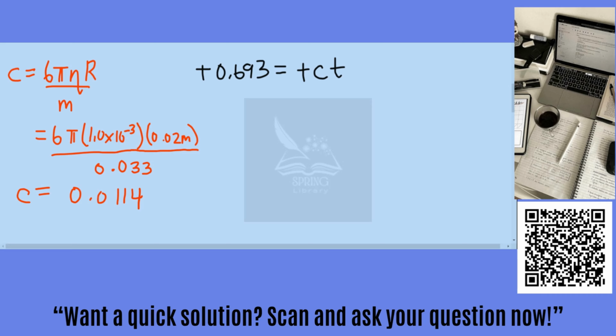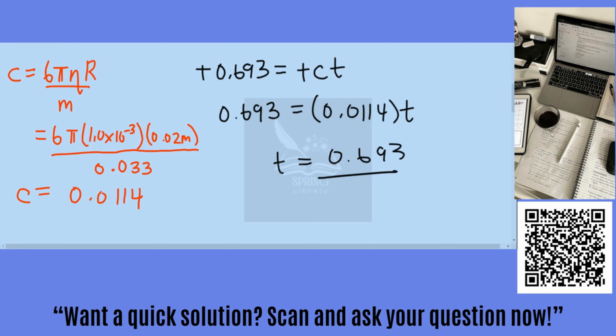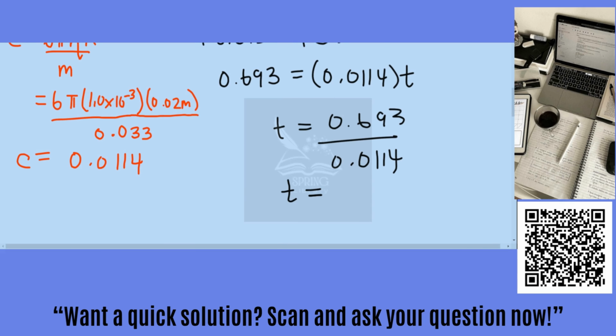And you don't have to do this separately, but I just think it's a little bit easier. So let's sub that in here. So we've got 0.693 is equal to 0.0114 times t. So t is just 0.693 divided by 0.0114. And so when we put that into the calculator, we can get a value of 61 seconds. So after approximately 61 seconds, the speed will have decreased to approximately 50% of its initial value if the only thing acting on it is this drag force that we have here.